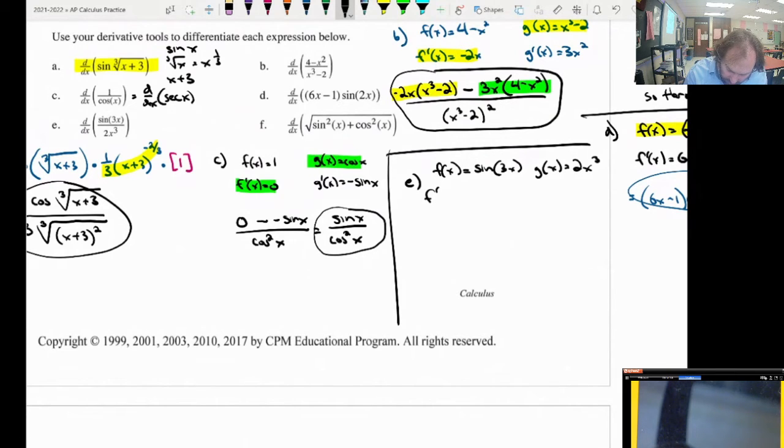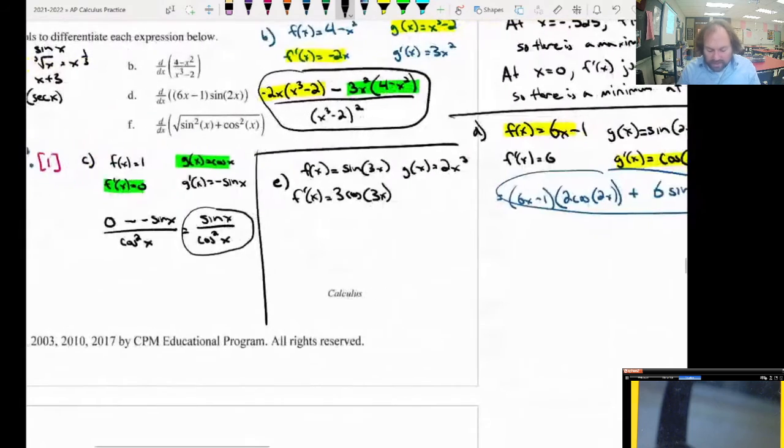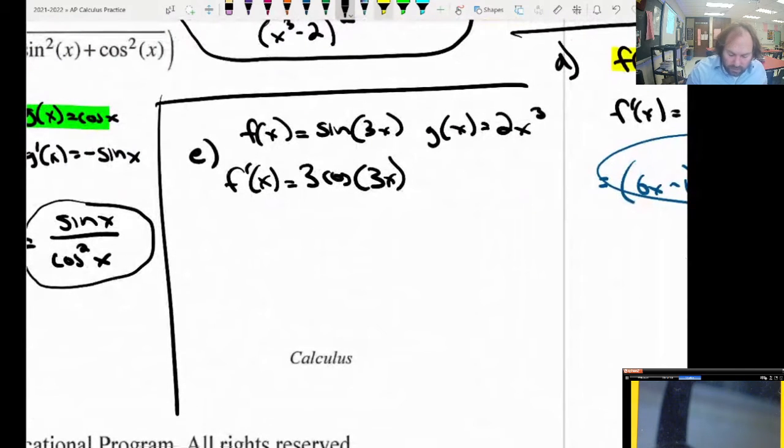f prime of x is equal to 3 times the cosine of 3x. I'm doing chain rule in my head now. That's how good you are at this too. The derivative of the sine is the cosine of the original inside times the derivative of the inside, which is 3, and I went ahead and put that in front right there. The derivative of g is relatively simple too. g prime of x is just 6x squared.